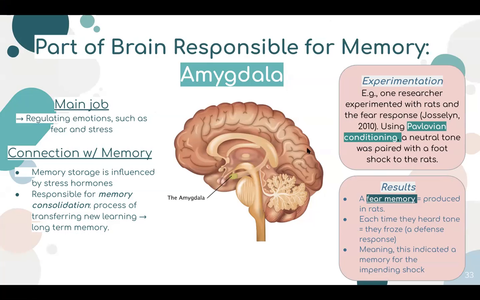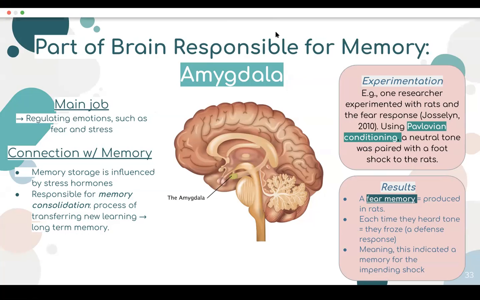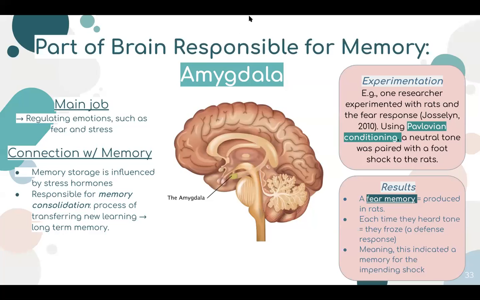So one researcher experimented with rats and their fear response and found that using Pavlovian conditioning, a neutral tone was paired with a foot shock to the rats. So basically they would play this tone and then shock the rats. So fear memory was produced in the rats, and each time they heard the tone, they froze, a sign of a defense response, meaning that they indicated a memory for the impending shock when the tone was presented alone.